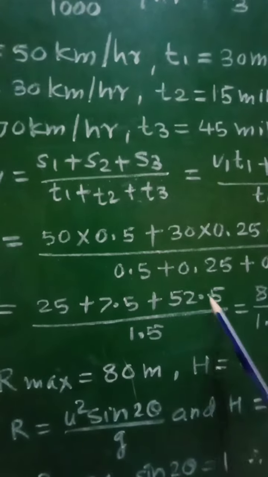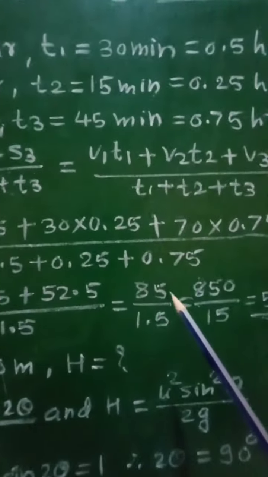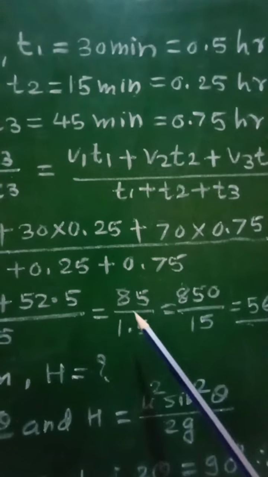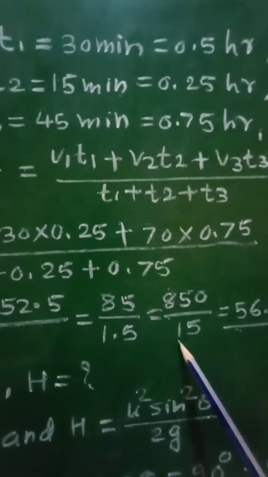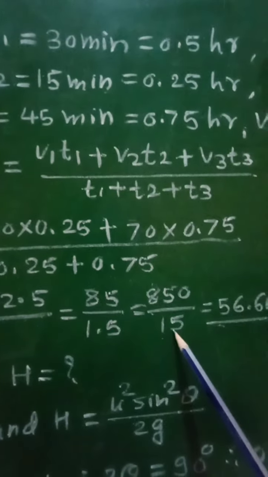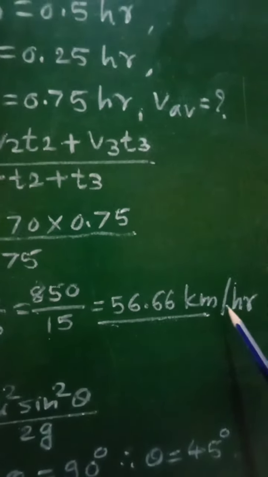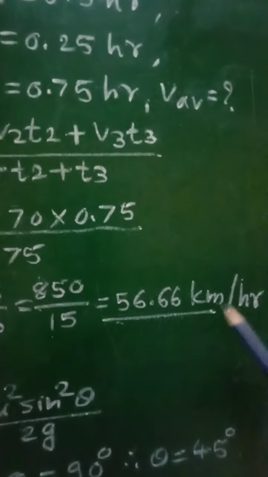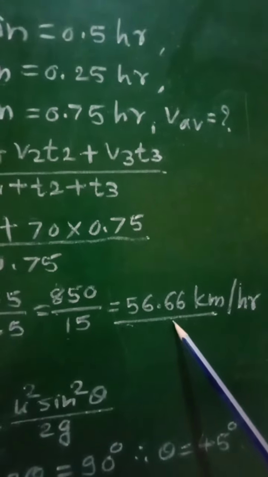52.5 divided by 1.5, which is equal to 85 upon 1.5, which will be written, shifting the decimal, as 850 upon 15, which comes out to be 56.66 km per hour. This will be the required average velocity.